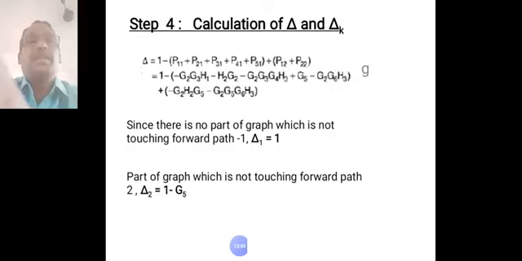To find del 2, take the second forward path, and the part of the graph not touching the second forward path is the last individual loop, whose gain is G5. So del 2 equals 1 minus G5, the gain of the fifth individual loop. Delta 2 equals 1 minus G5.